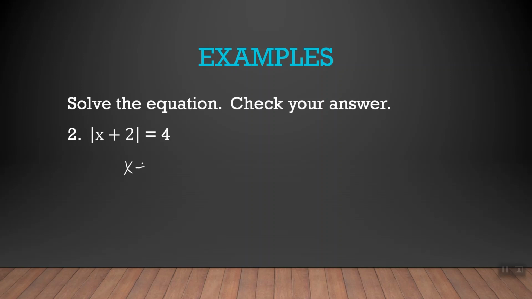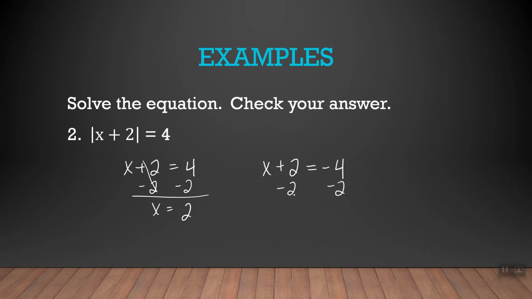So we have x plus 2 equals 4 and x plus 2 can equal negative 4. Think about that. If the inside of this is a positive 4, the absolute value of 4 equals 4. And if the inside of this equals negative 4, then the absolute value of negative 4 is also 4. So we're considering those two cases. Now we're going to solve both of these equations, subtracting 2 from both sides, and we get one answer of x equals 2. Subtracting 2 from both sides again, we're going to get an answer of x equals negative 6.